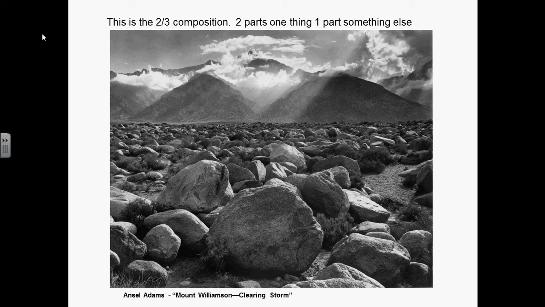This next photograph uses rule of thirds to demonstrate something called a 2/3, 1/3 composition. You can use those grid lines to break up big chunks of the picture. In this case, 2/3 of the frame is the rocks in the bottom, 1/3 is the mountains and sky at top. This is not an accident. This is a photograph by Ansel Adams. It's called Mount Williamson Clearing Storm.